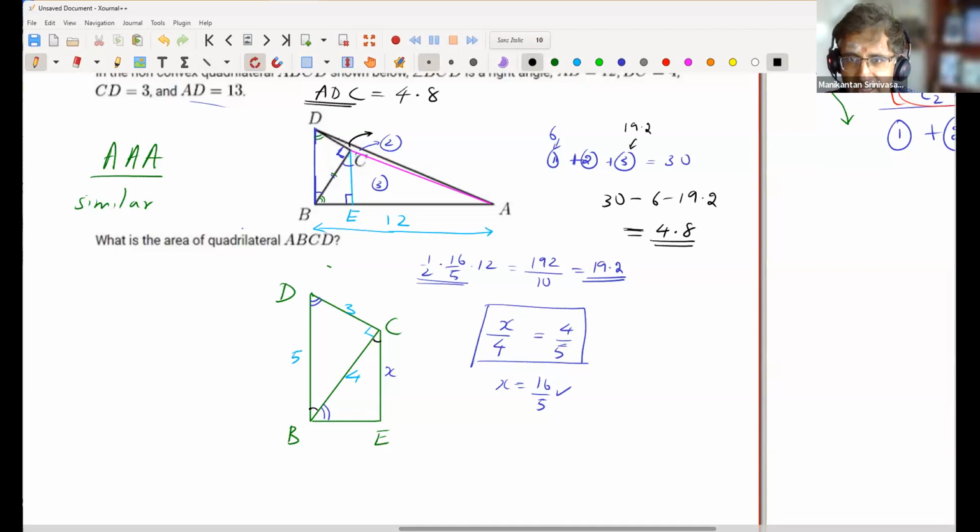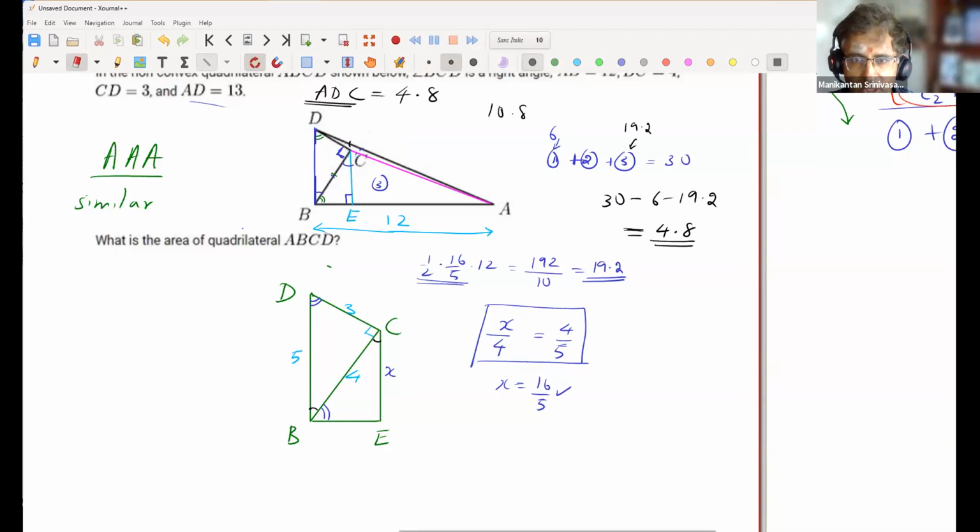Okay, and then she initially said 10.8. She retracted her answer immediately. Yeah, one easy counter would be, because this looks such a tiny triangle, if the bottom triangle itself is only 19.2, it definitely looks smaller than half of that, right?